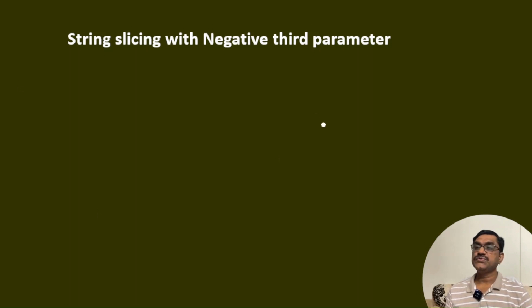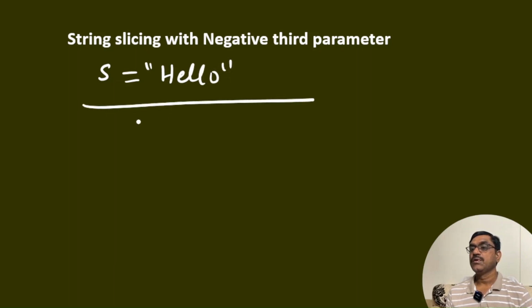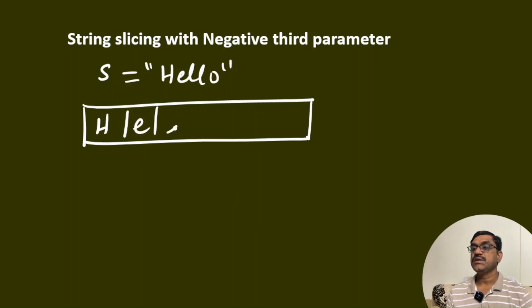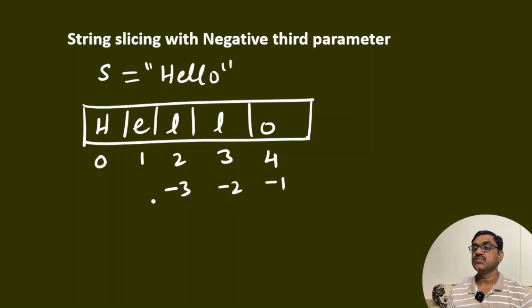Now let us see how to use negative third parameter in string slicing. Let us take a simple example. S is equals to some string hello. The representation is like this. Characters are H, E, L, L, O. The indexing is done like this: 0, 1, 2, 3, 4. This is the positive indexing from left to right, and the negative indexing from right to left: -1, -2, -3, -4, and -5.